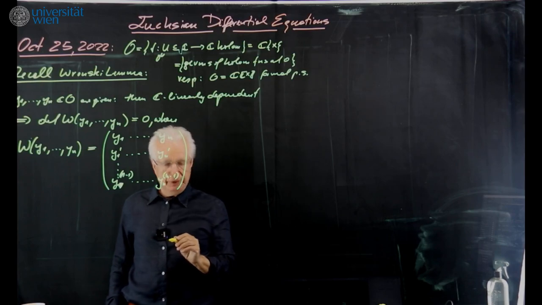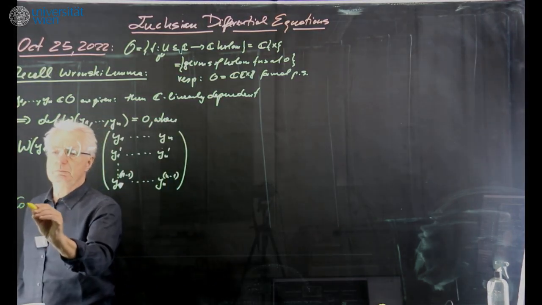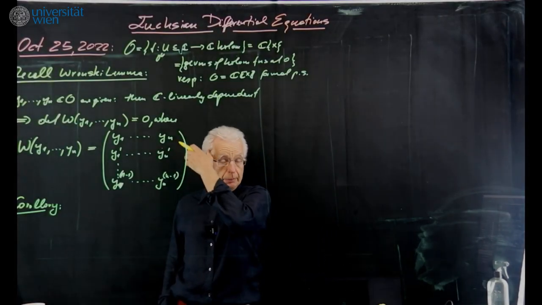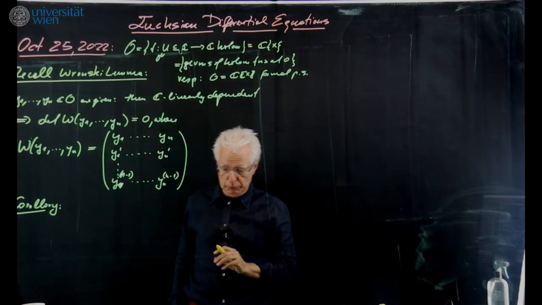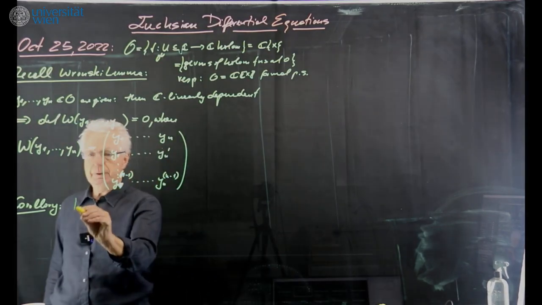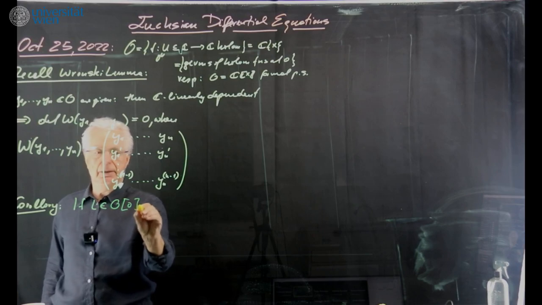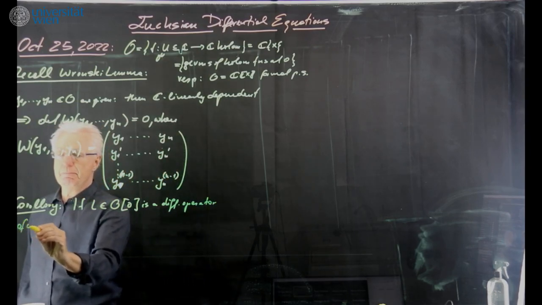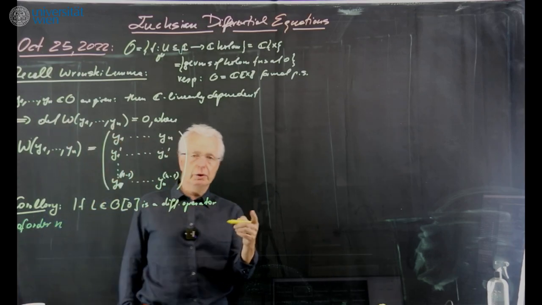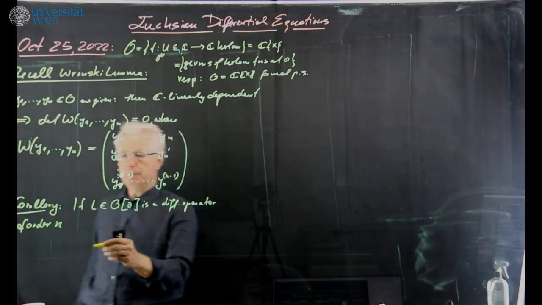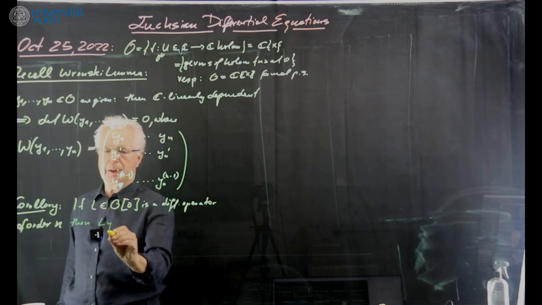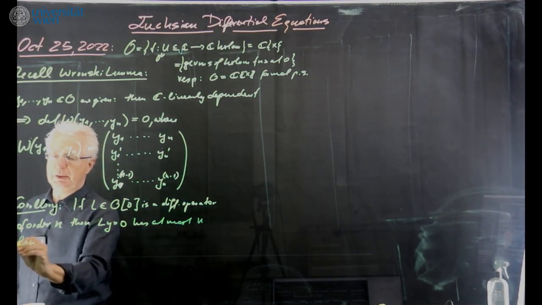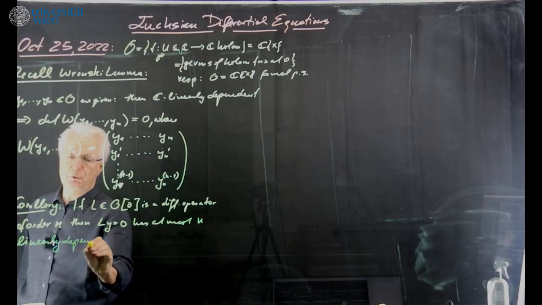So this will give us the following corollary. By the way, I hope to send you soon the next part of the notes. This should come this week, containing this lemma and also the proof of it. So the corollary is: if L in O del is a differential operator of order n, recall that the order of a differential operator is the highest derivative which appears in the operator, then Ly equals 0 has at most n C linearly independent solutions.